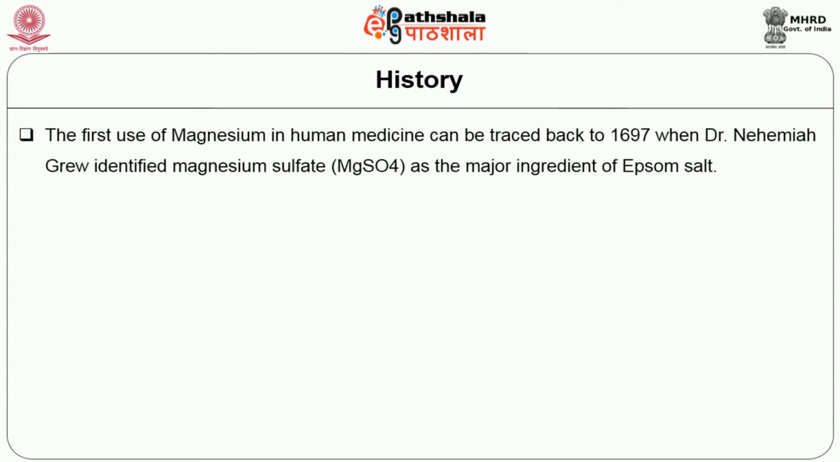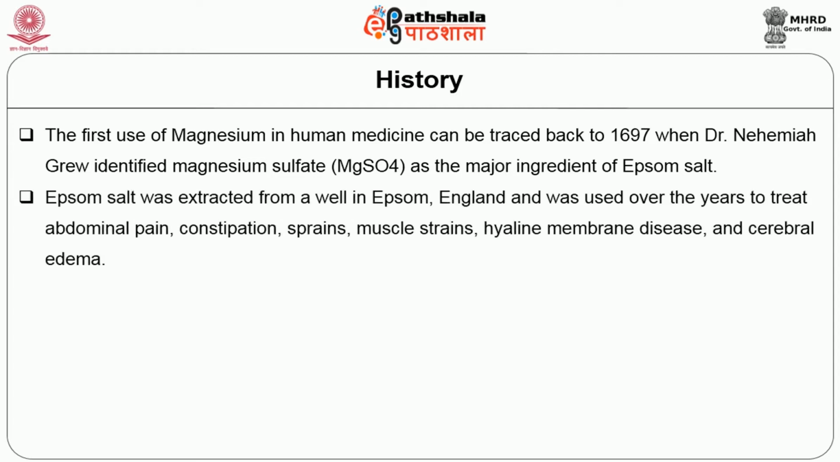Let us start with the history of magnesium. The first use of magnesium in human medicine can be traced back to 1697, when Dr. Nehemiah Grew identified magnesium sulfate as the major ingredient of Epsom salt. Epsom salt was extracted from a well in Epsom, England, and was used over the years to treat abdominal pain, constipation, sprains, muscle strains, hyaline membrane disease, and cerebral edema.